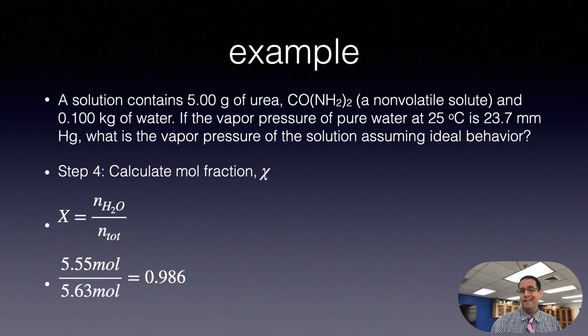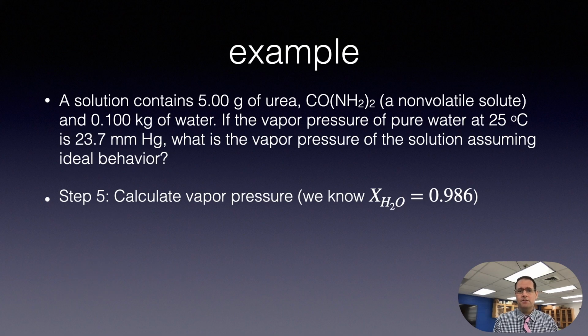All right. Now here's the meat and potatoes. We're basically trying to calculate the mole fraction, X or chi if you want to call it that. And that's the moles of water divided by the total moles. Okay, so it's 5.55 divided by 5.63. And we don't make a percent out of this. We just leave it as a decimal. It's 0.986. Okay, so of course, in this solution, it's mostly water. Okay. So we're going to use that number later on. Keep that in mind. Now what we want to do is calculate the vapor pressure, okay?